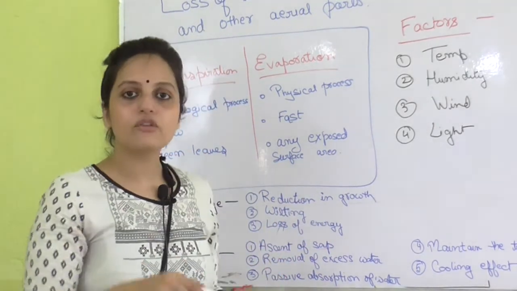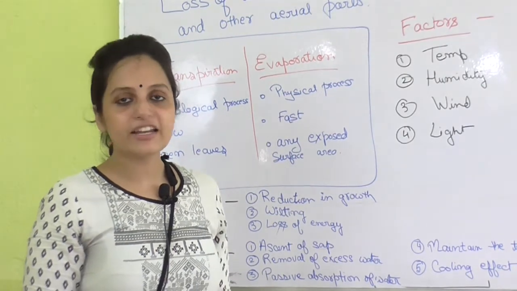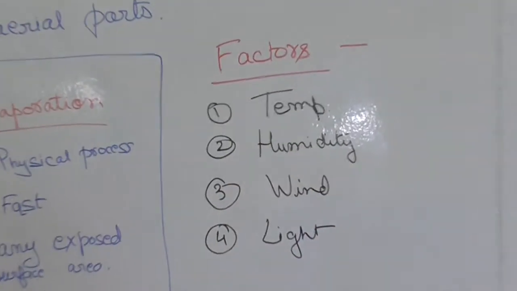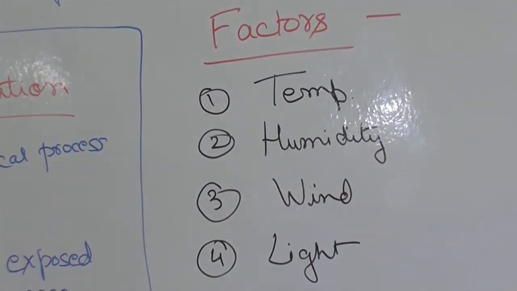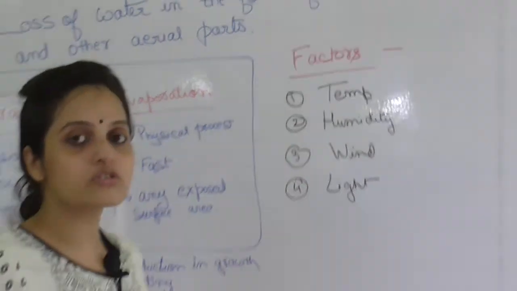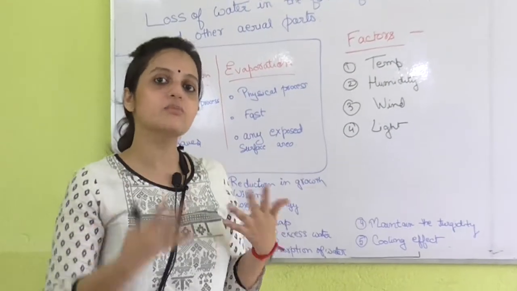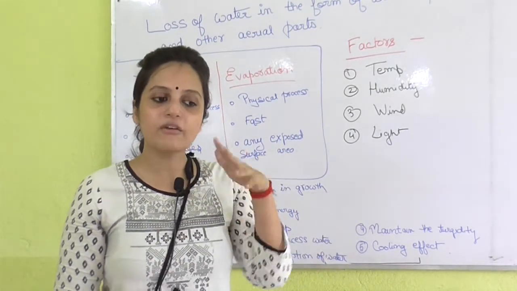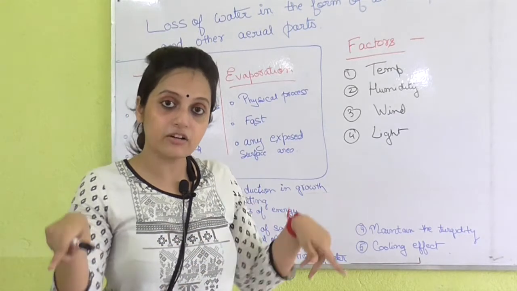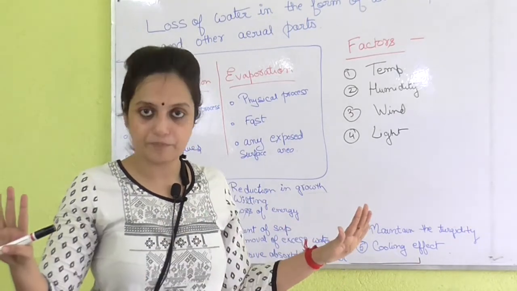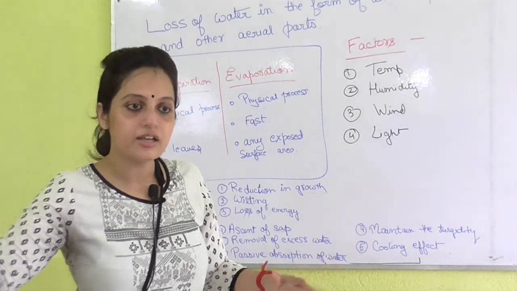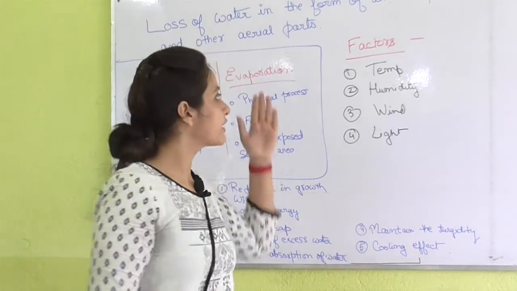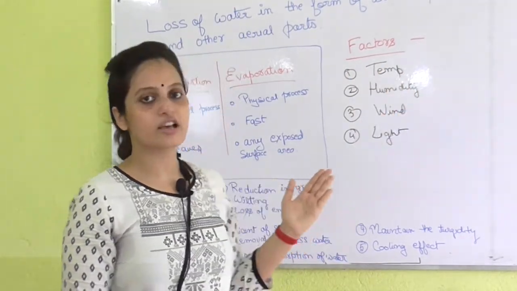So what are the factors on which transpiration depends? The 4 factors are given. Number 1 is temperature. The more the temperature, the higher the amount of transpiration. Why? Suppose temperature increases; the humidity, the water vapor contained in the air, decreases due to the increase in temperature. Since the humidity decreases, transpiration will occur more. So an increase in temperature will increase the rate of transpiration.